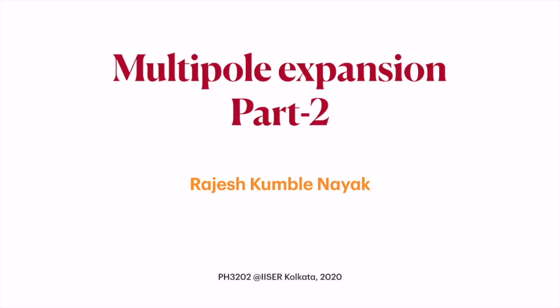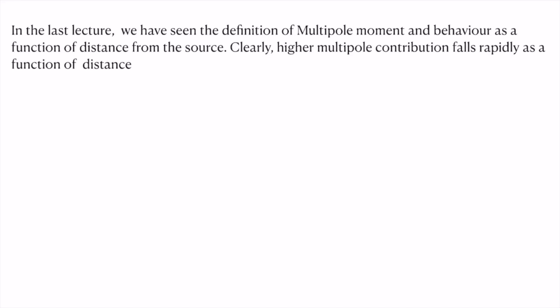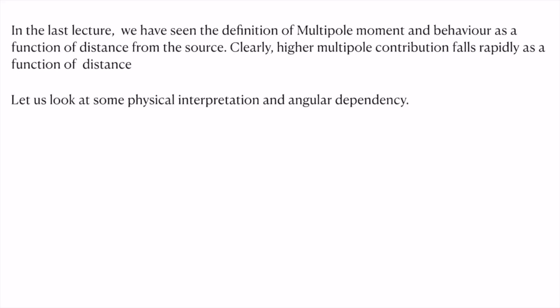Okay, let's go on with our study on multipole expansion. We have done some preliminary studies earlier. In an earlier lecture, we have seen the definition of multipole moments and their behavior as a function of distance from the origin. Clearly, higher multipole moments fall off very rapidly, and higher multipole moments are important very close to the source. So let's look at some more physical interpretation and angular dependency of the multipole structure.